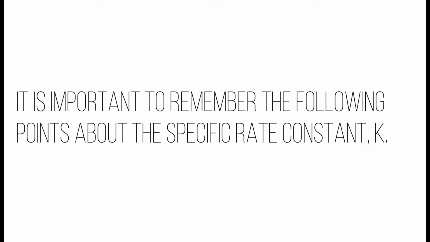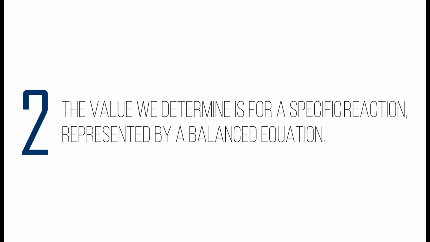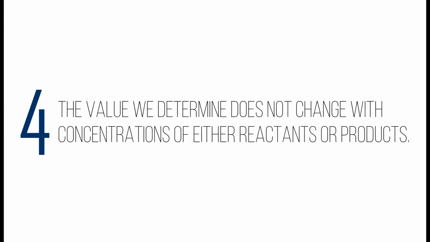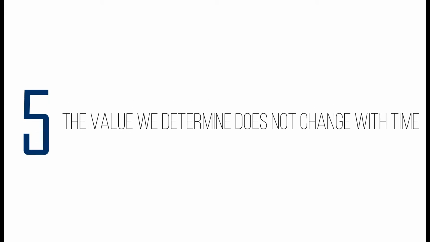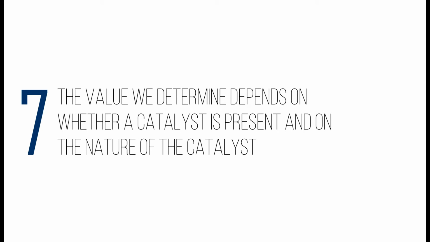It is important to remember the following points about the specific rate constant k. Experimental data must first be used to determine the reaction orders and then the value of k for the reaction at appropriate conditions. The value we determine is for a specific reaction, represented by a balanced equation. The units of k depend on the overall order of the reaction. The value we determine does not change with concentrations of either reactants or products. The value we determine does not change with time. The value we determine refers to the reaction at a particular temperature and changes if we change the temperature. The value we determine depends on whether a catalyst is present and on the nature of the catalyst.